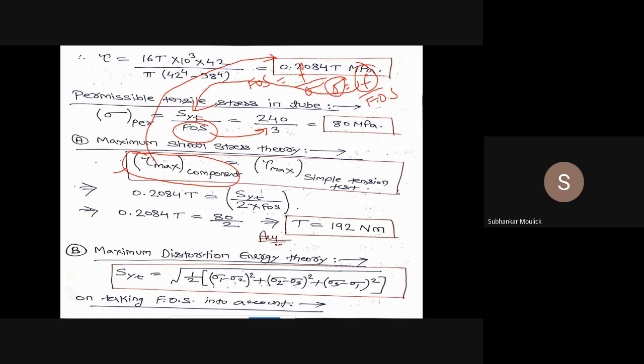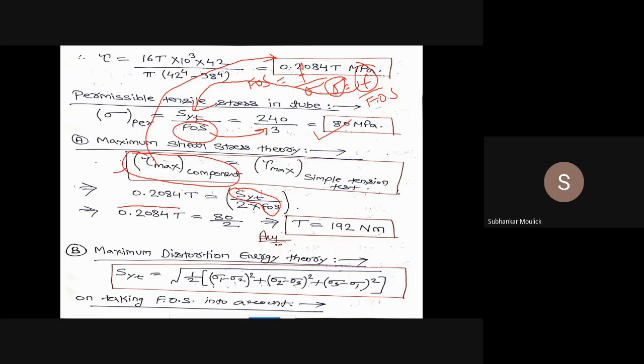in UTM. And you know that in UTM the maximum value of shear stress is how much? It is SYT by 2, and if you take the factor of safety into account, the formula becomes SYT by 2 into factor of safety. So 0.2084 times T is equal to SYT. Now, SYT by factor of safety we have already calculated as 80, so it will be 80 by 2.